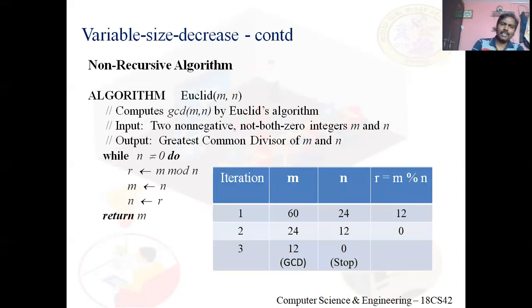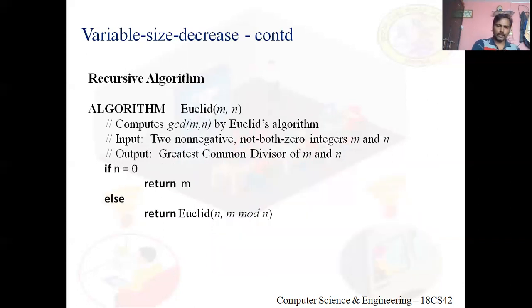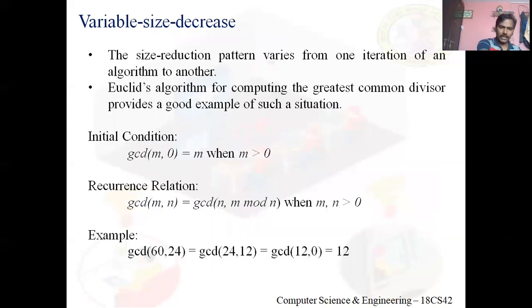Now I have designed a non-recursive algorithm too. It's very simple. Just look at the example. There were 3 stages, and I have not proceeded to a 4th stage because n got 0. When n becomes 0, that is the end. There is no need for further iterations. Return the value in m as GCD.